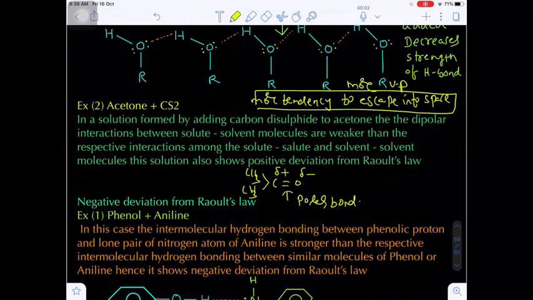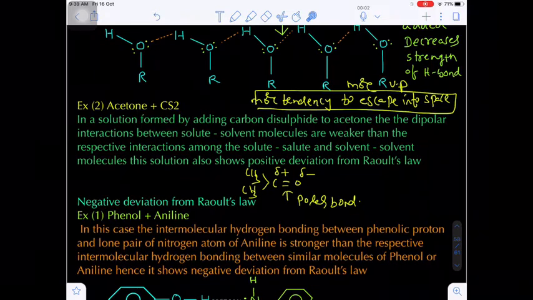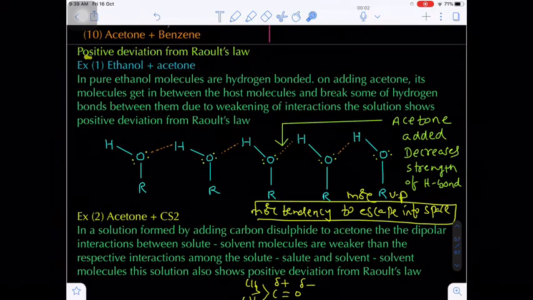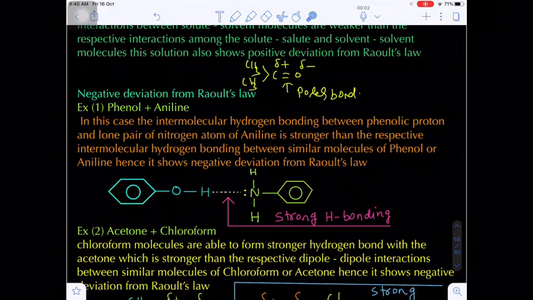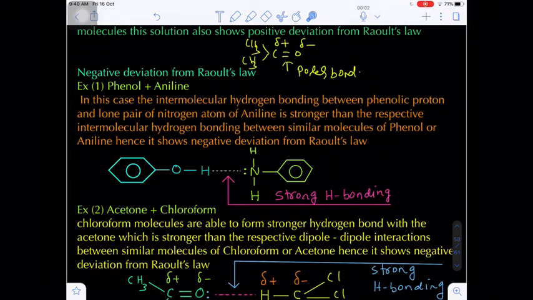When carbon disulfide is added to the pure acetone, the intermolecular forces of attraction significantly decrease, thereby the tendency to escape into the vapor phase increases, thereby vapor pressure increases. So it also corresponds to positive deviation from Raoult's law. Okay, the non-ideal solution with positive deviation.